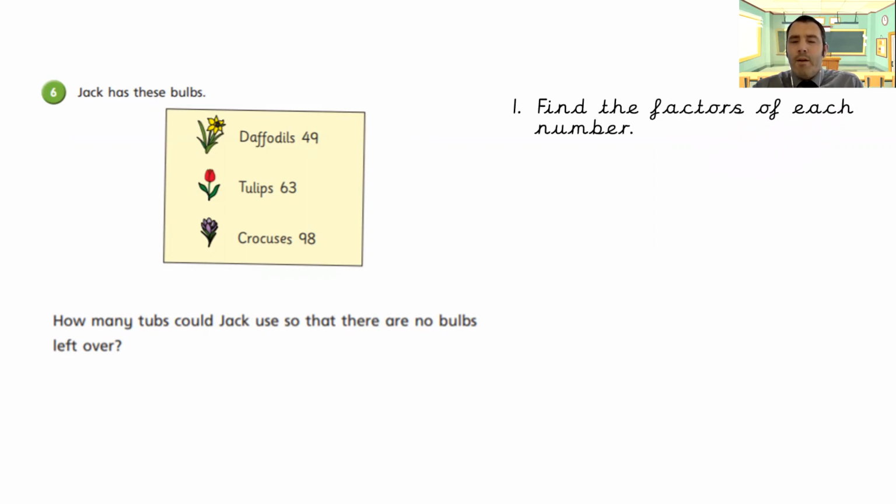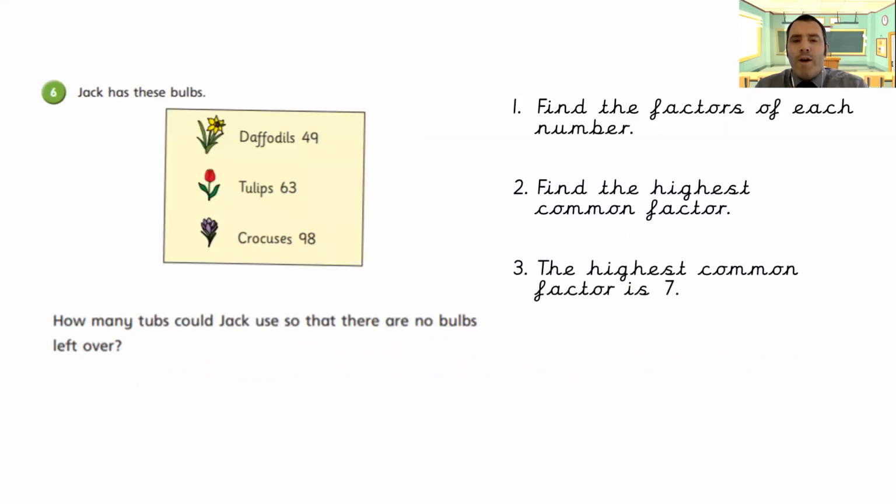So my way of doing this was I found the factors of each number. And then I found the highest common factor. Now, if you look at 49, we know that's 7 squared, so 7 times 7. 63 is 9 times 7. Now 98 might be a bit more tricky because it's not in our times tables. So I went through with that in mind. So I'm using the times table knowledge that I've got. So the highest common factor was 7.